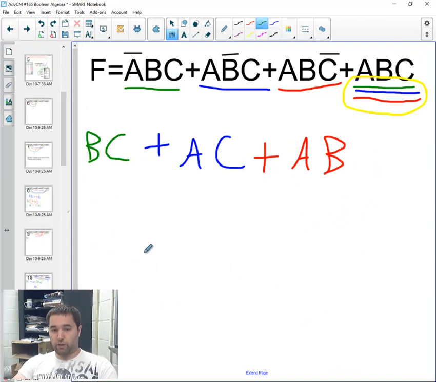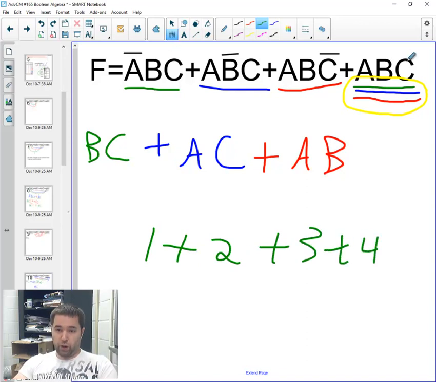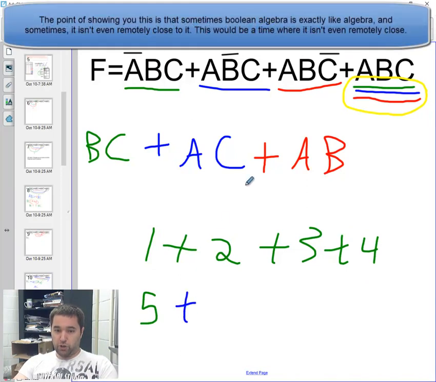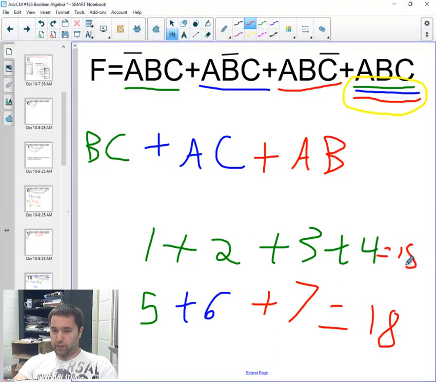The mathematical equivalent of this would be, if I said 1 plus 2 plus 3 plus 4, green would be 1 plus 4, which would be 5. Blue would be 2 plus 4, which would be 6, and red would be 3 plus 4, which would be 7. That means this equals 18. That means 1 plus 2 plus 3 plus 4 equals 18, if we were to do that in math. So just realize this is completely different from what you were doing before.